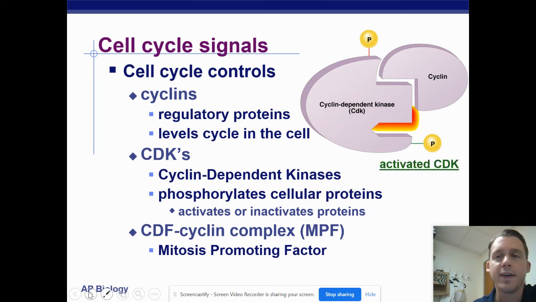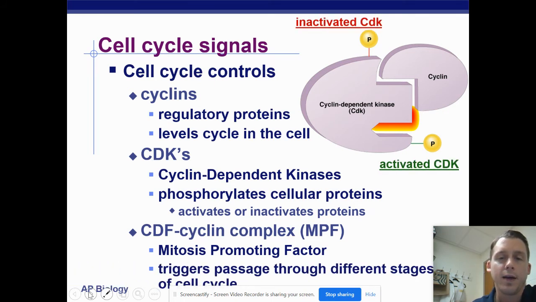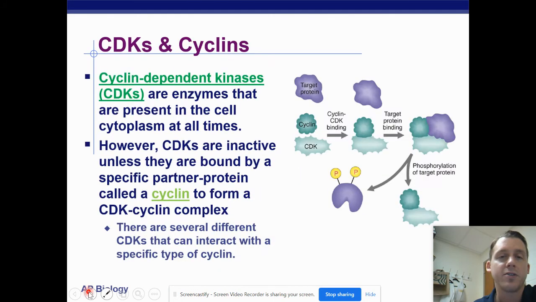All right, that's an activated CDK. It triggers passage through different stages of the cell cycle. Cyclin-dependent kinases are enzymes that are present in the cytoplasm at all times. We always have some CDKs. CDKs are usually inactive unless a cyclin is bound to them. This is an important point to remember.